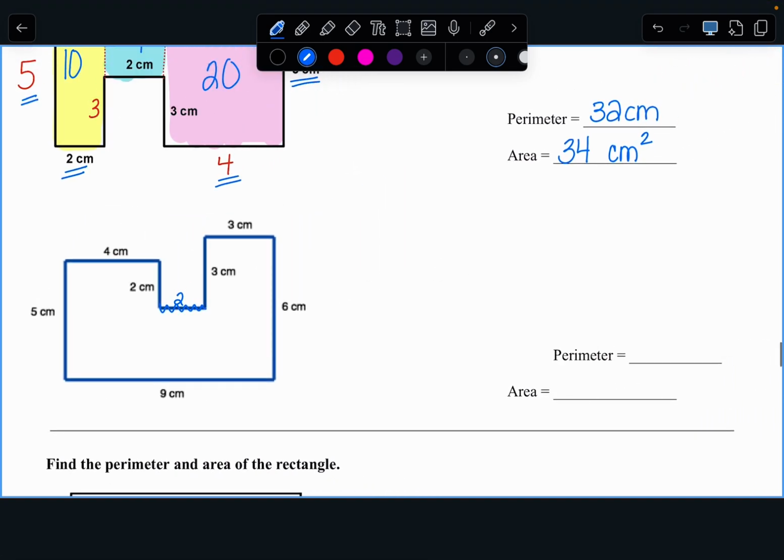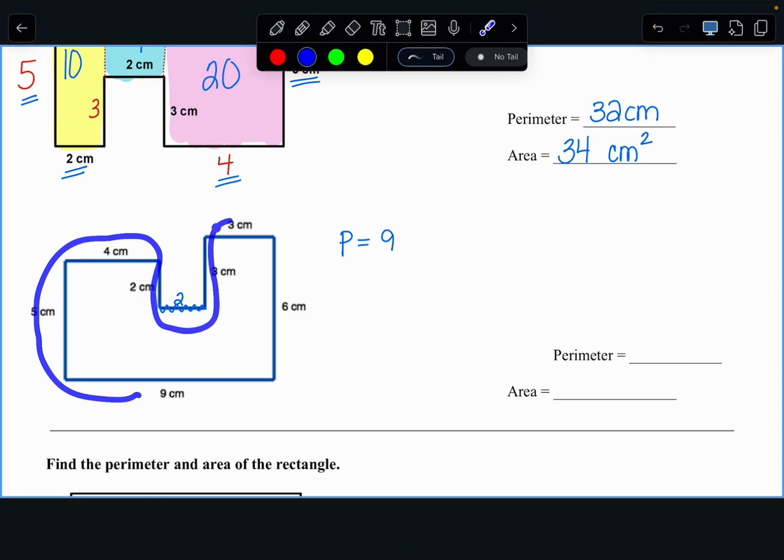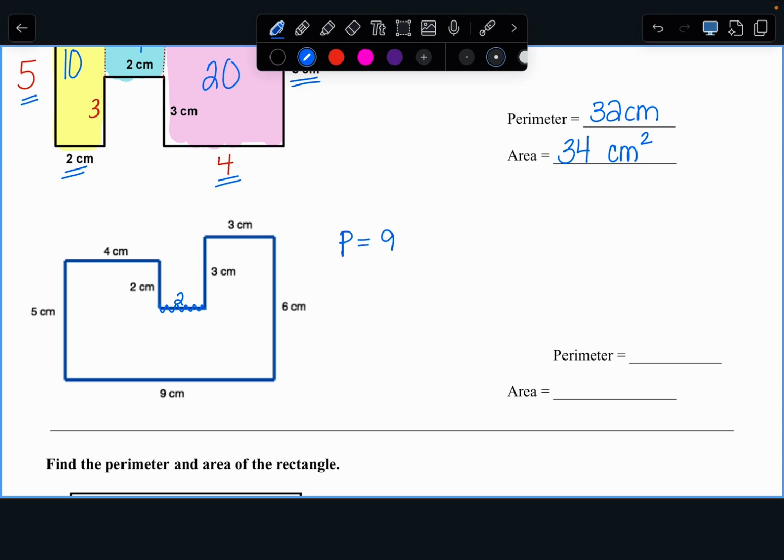So perimeter, we're going to add up all the outsides. If we start with our longest section, which is 9, we're doing 9 plus 5 plus 4 plus 2 plus 2 plus 3 plus 3 plus 6, and then we get back to 9. Okay? So plus 5, 4, 2, 2, 3, 3, and 6.